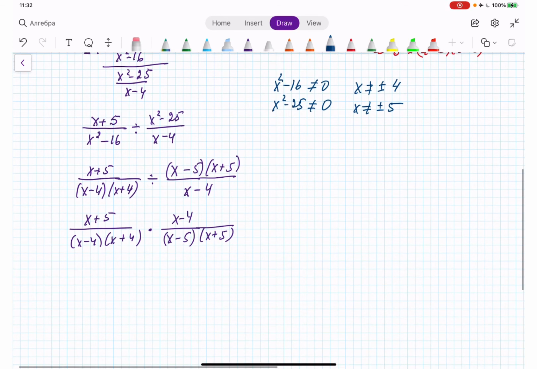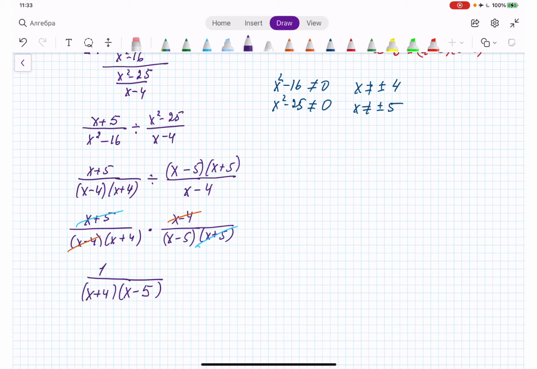Okay, now let's move on and start doing simplification. x minus 4 will be cancelled with this x minus 4, and then x plus 5 will be cancelled with this x plus 5. And the answer is going to be 1 over (x plus 4)(x minus 5).